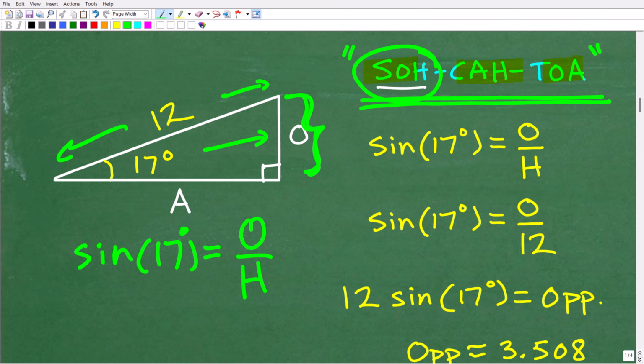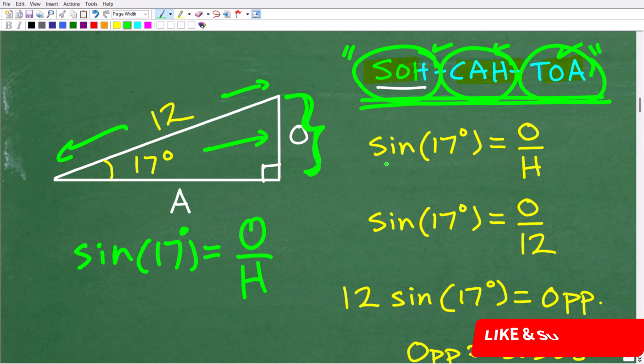All right, so let's see how this works. Sine of 17 degrees is equal to the opposite over the hypotenuse. And by the way, CAH here stands for cosine is equal to adjacent over the hypotenuse, and TOA stands for tangent is equal to the opposite over the adjacent. So depending on what information you have in your right triangle, you can use the sine, cosine, or tangent to solve for a missing side.